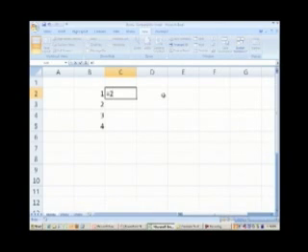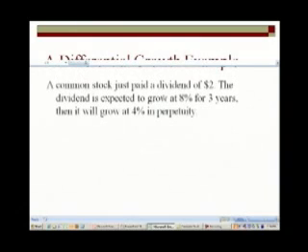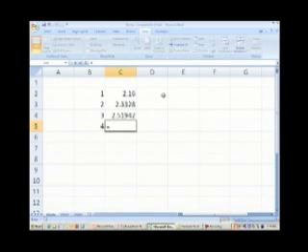1.08 will be the dividend at time 1. And the dividend at time 2 will be 8% bigger. And the dividend at time 3 will be 8% bigger. Like so. And then at this point the growth rate changes and becomes 4%. So the dividend at time 4 will be equal to the dividend at time 3 times 1.04.